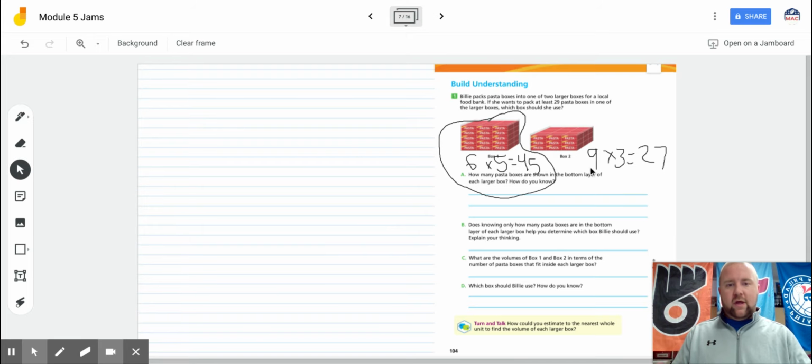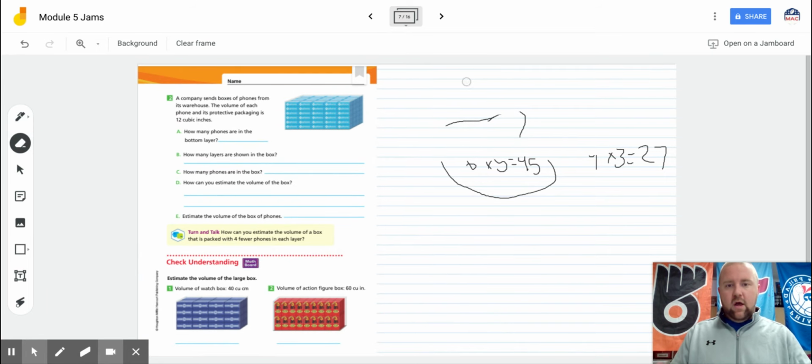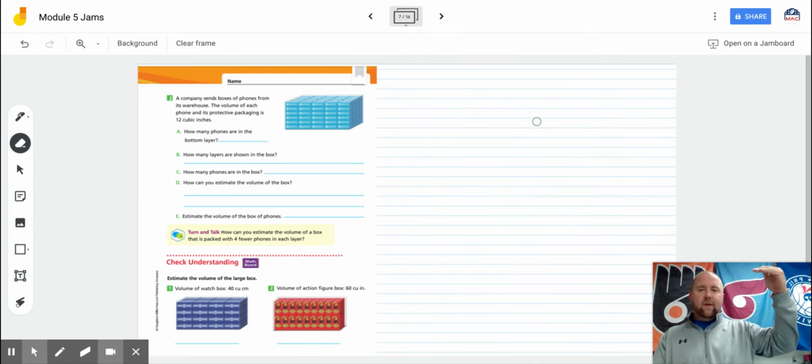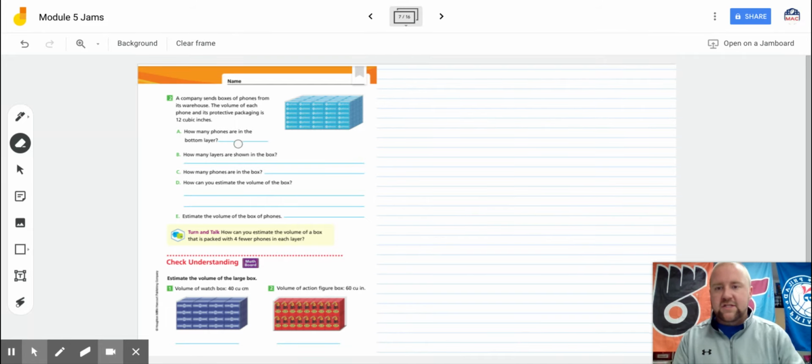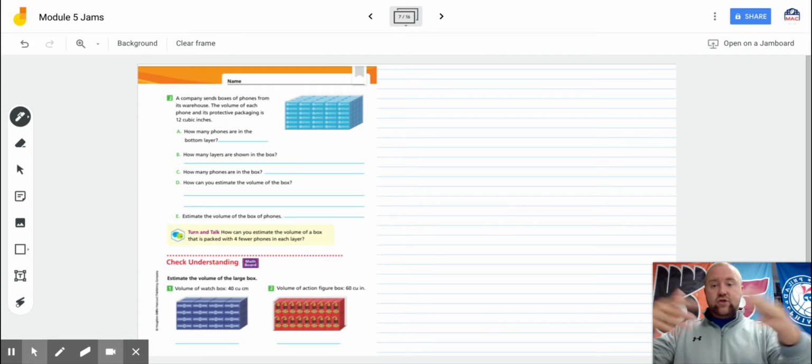All right, if we want to look at one more example, I can do some erasing here, but it's still going to be the same type of problem where we're going to figure out how many are in a base layer and then multiply it by however many rows there are. So a company sends boxes of phones from its warehouse. The volume of each phone and its protective packaging is 12 cubic inches. So we know that the volume of each of these boxes is 12 cubic inches. So we want to figure out how many phones are all together.